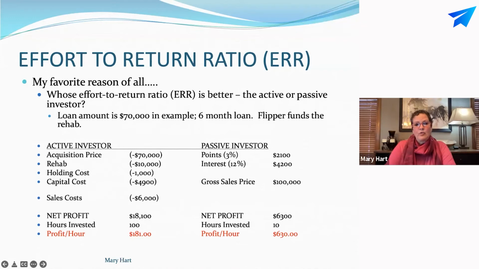They get an interest rate of 12%. Let's assume this is a 6-month loan. That would be $4,200 in interest. When the house sells at $100,000 and the lender gets paid off, they keep the whole $6,300 before taxes.